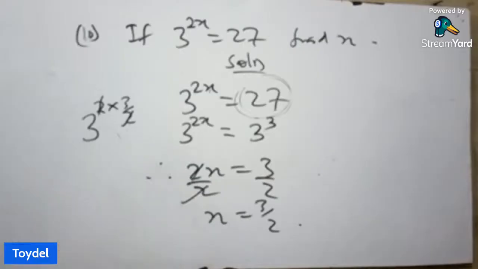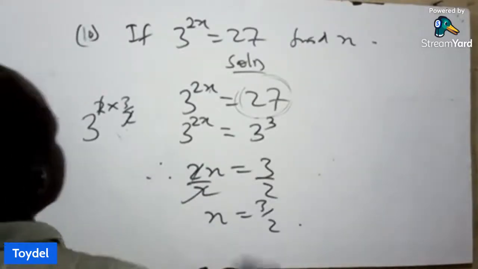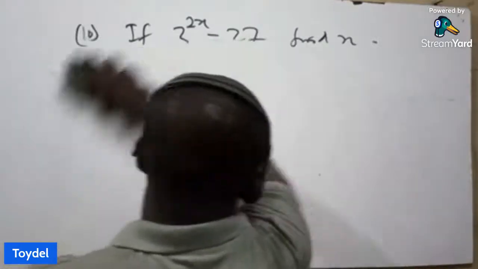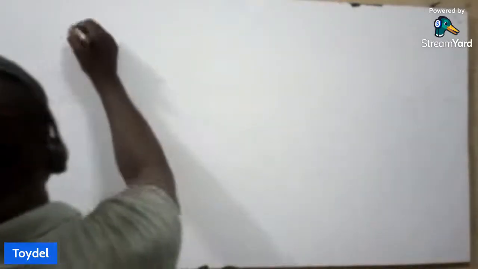So we take another example. Then after this example, I want to go through the comment section and see if there is any question there. So let's take question 11.